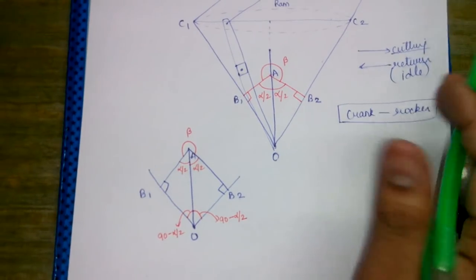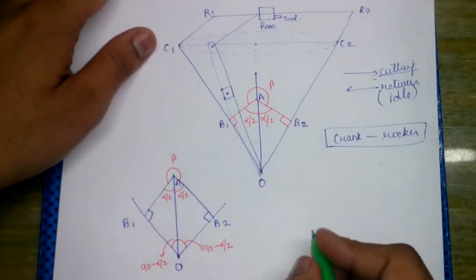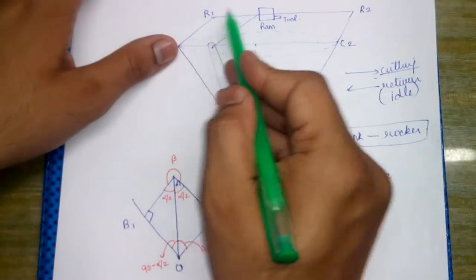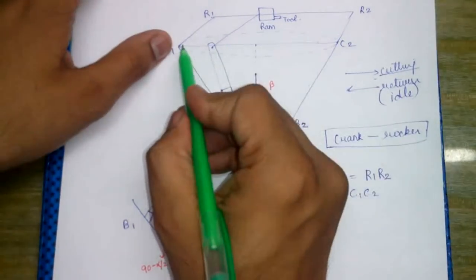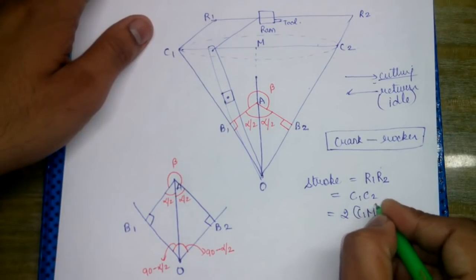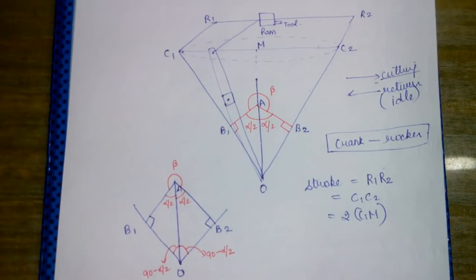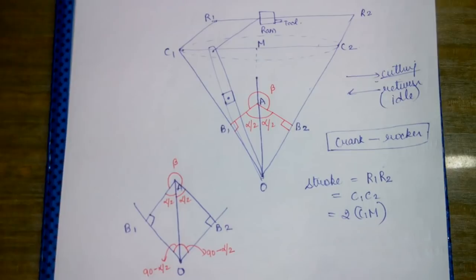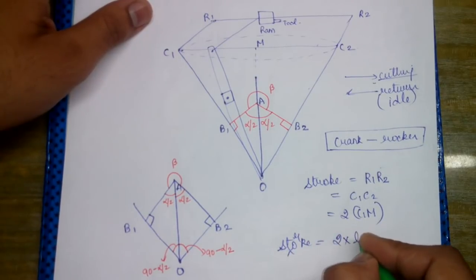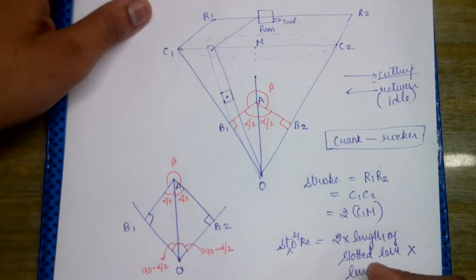Now we should remember that the forward stroke is the cutting stroke, whereas the return stroke becomes the idle stroke, and this is R1 R2. The stroke is actually the distance R1 R2, which is equal to C1 C2. This is the mid portion, that is, C1 C2 is 2 times C1 M. In the diagram we will observe that the stroke formula can also be written as 2 into length of slotted lever into length of crank.